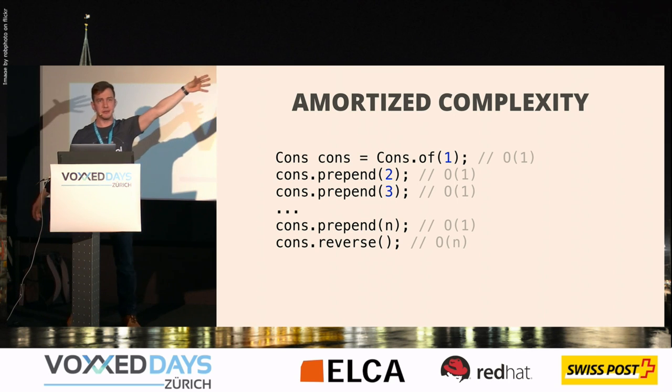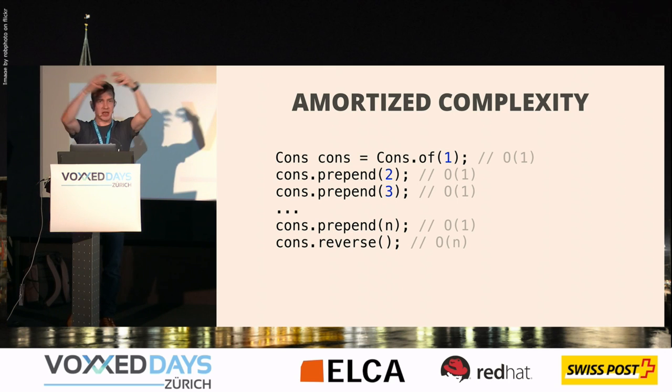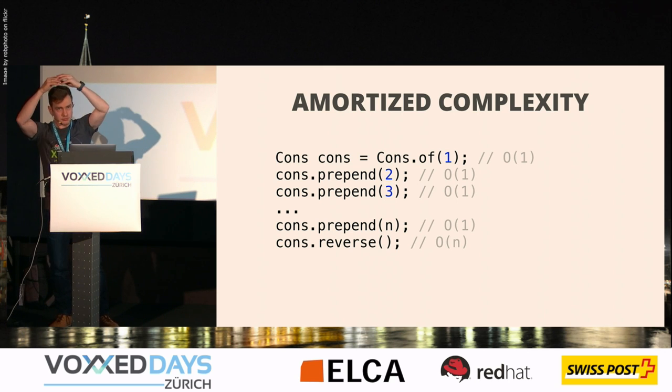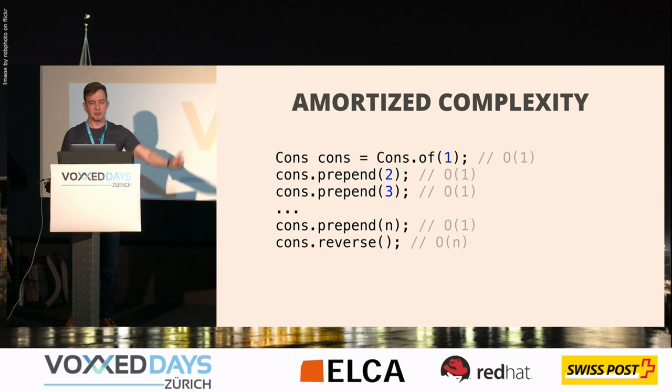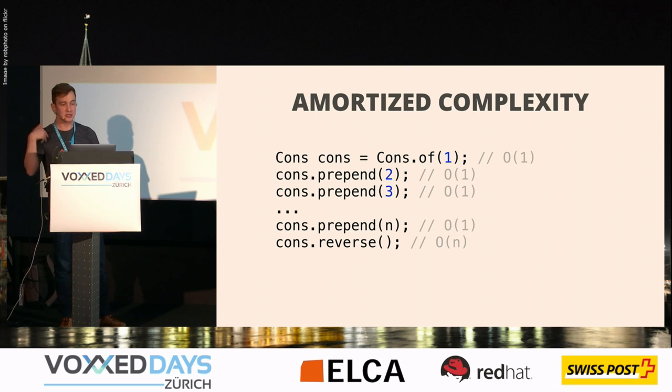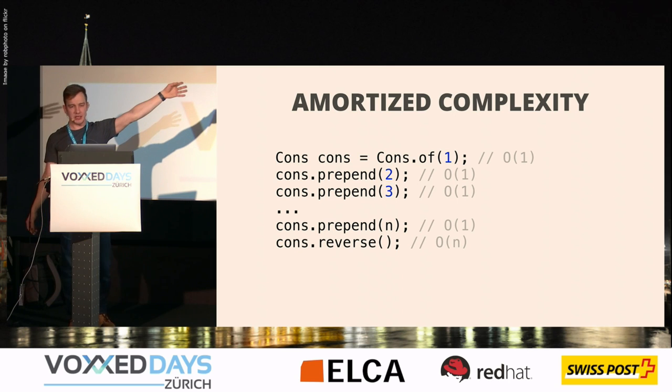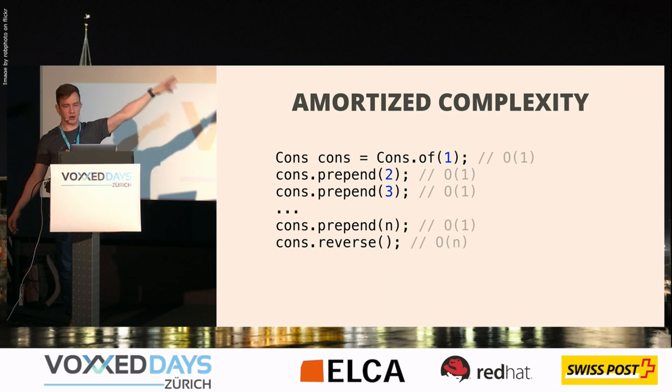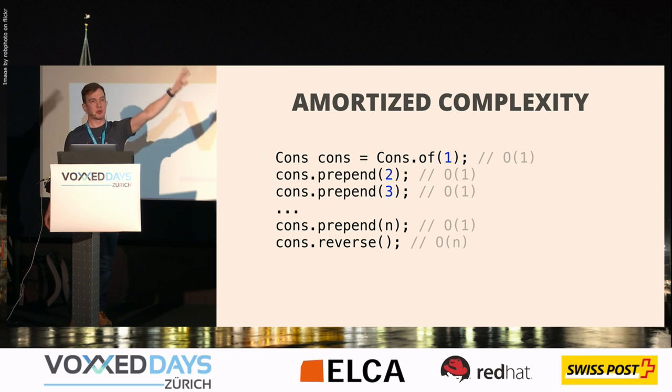It takes constant time. So in a sense, it doesn't matter how long your list is. You can prepend in constant time. But reversing takes a linear amount of steps. So that would be slow. So can we assess how much time this whole thing will take per operation?